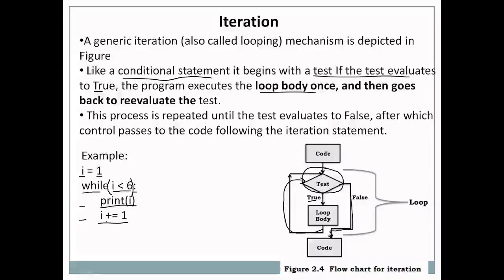So when we execute this particular loop, can you guess the output of this particular loop? Yes, it is simply 1, 2, 3, 4 and 5. See, the condition is i is less than 6, so it will execute till i is equal to 5. When it becomes 6, the loop terminates. So this is how a simple while loop can be used in Python.